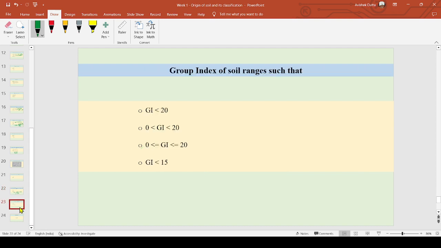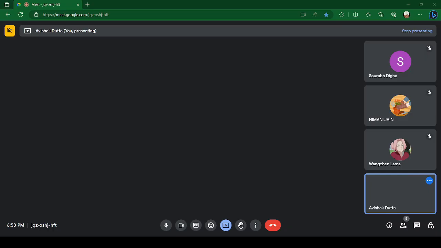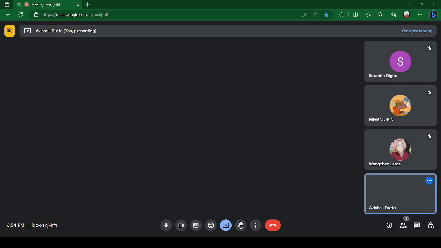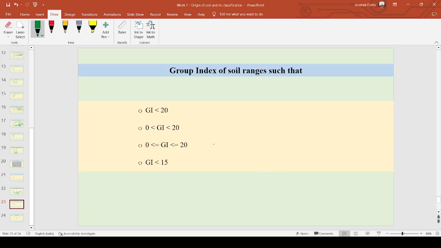Okay, last question. The group index of soil ranges such that... what is the answer? What is group index? The range of group index. What is the formula for group index? Group index is given by the Highway Research Board. This is the Highway Research Board classification.